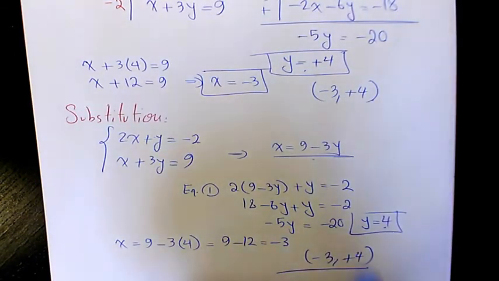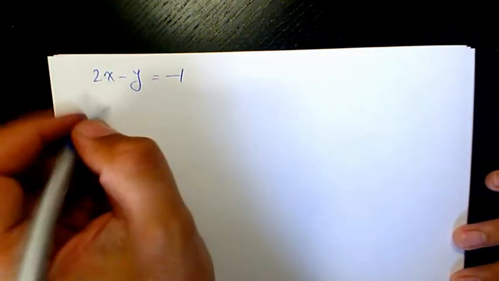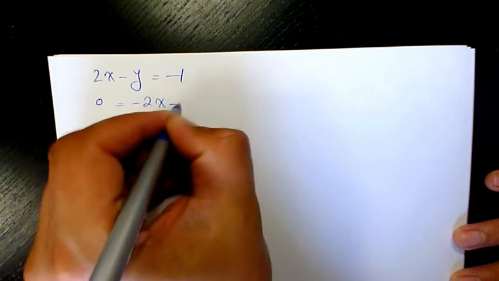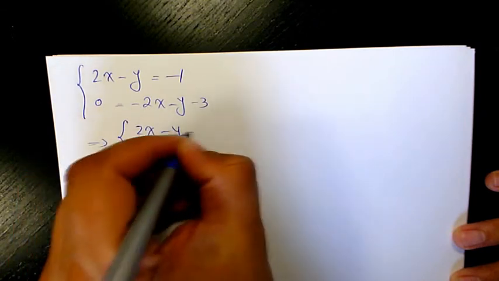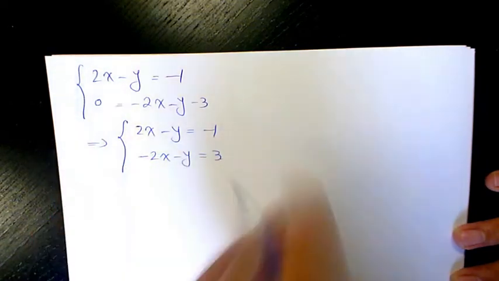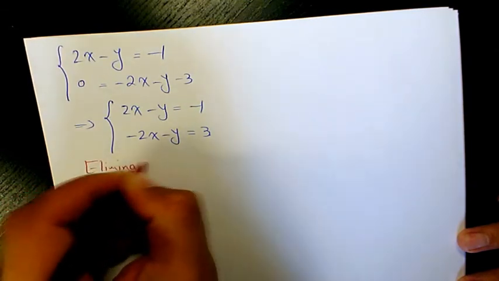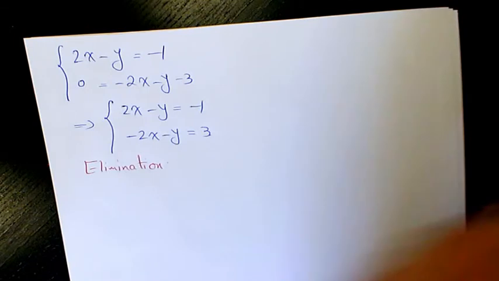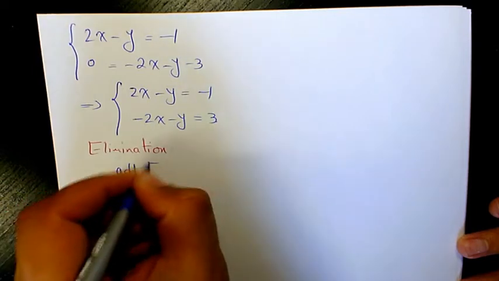Let's see another example. 2x minus y equals -1, and 0 equals -2x minus y minus 3. First of all, I'm going to arrange it. I'm going to write 2x minus y equals -1, and I'm going to say -2x minus y equals 3. Let's use elimination method.